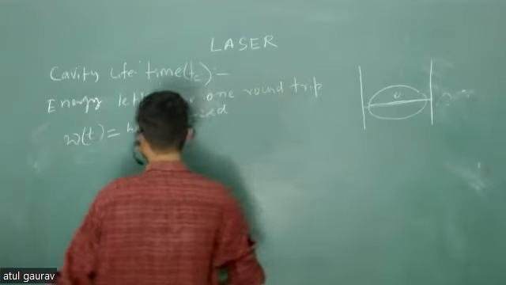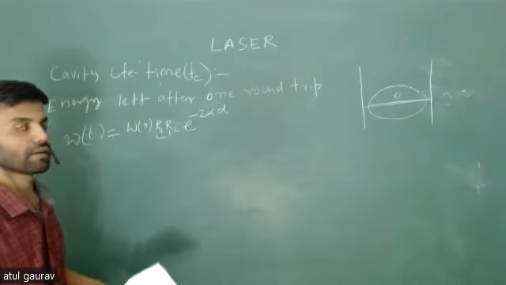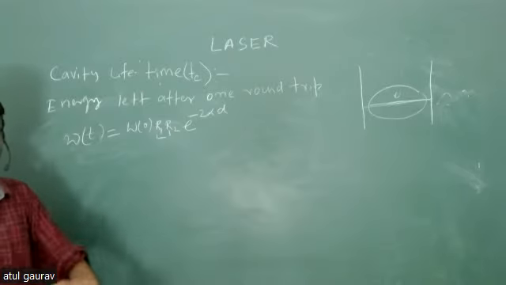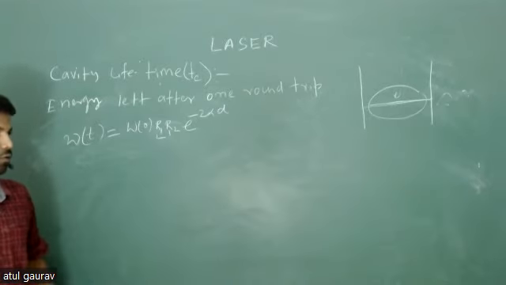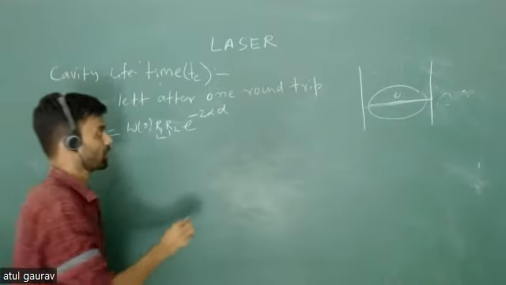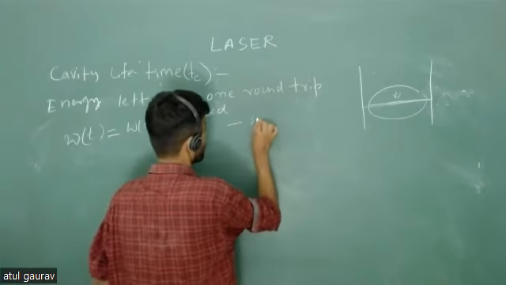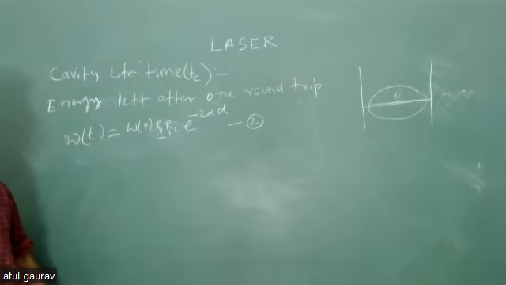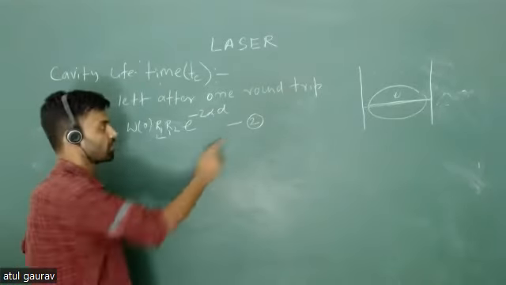Now, the initial equation that we have written is valid for any time. So can we write this initial equation, if you remember, W of t was W naught exponential minus t by tc, for one round trip? Anyone, can you help me? Let us give the previous equation number 1, and this one equation number 2.